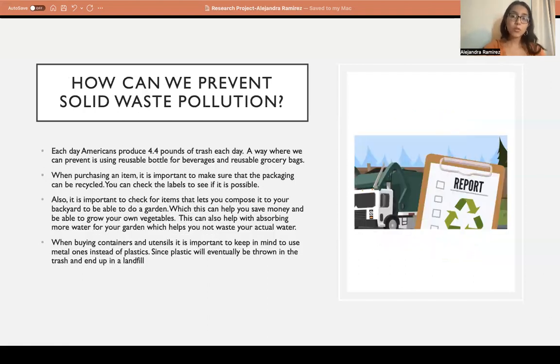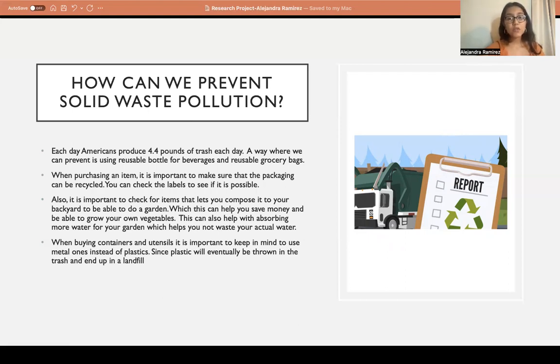How can we prevent solid waste pollution? Each day, Americans produce 4.4 pounds of trash. A way we can prevent this is by using reusable bottles for beverages and reusable grocery bags. When purchasing an item, it is important to make sure that the packaging can be recycled. You can check the labels to see if it is possible. Also, it is important to compost in your backyard to be able to do a garden, which can help you save money and grow your own vegetables. This can help with absorbing more water for your garden, which helps you not waste your actual water.